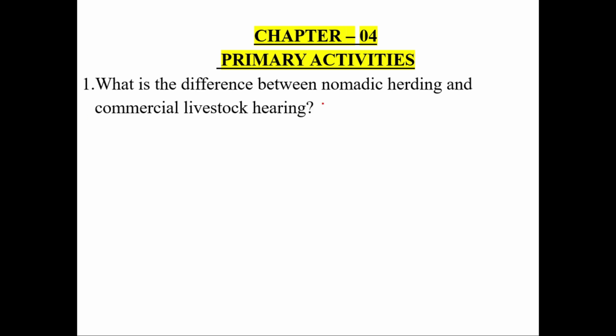Now the 4th chapter, the primary activity. This is a very simple chapter, and from here one 5 marks question may come. The first one is the difference between nomadic herding and commercial livestock rearing. This is a very important question. Okay, this is a very important question.